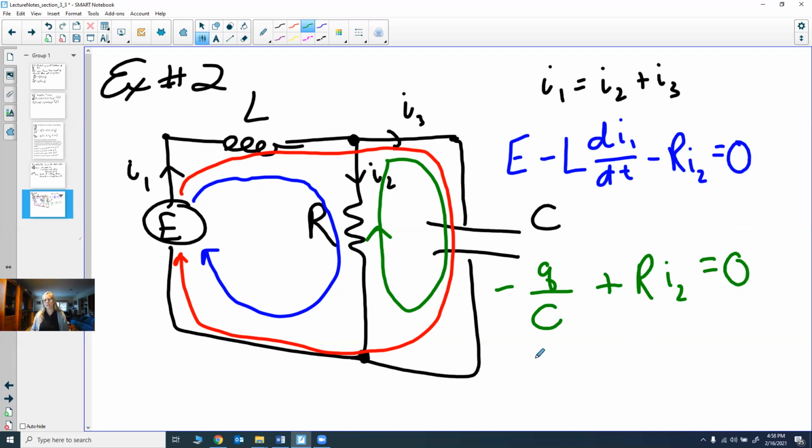So there are our 2 equations. Sounds great. Everything looks good, except we have too many variables. We have an I1, we have an I2.